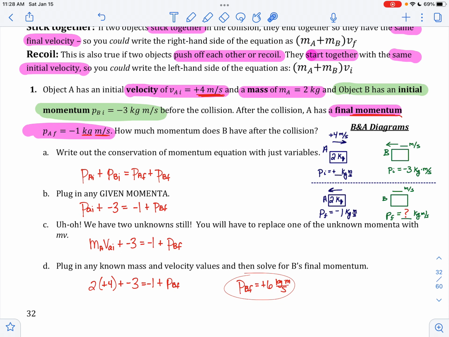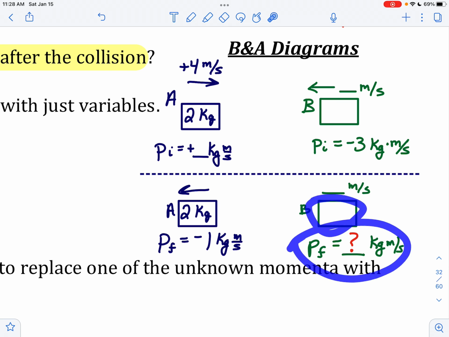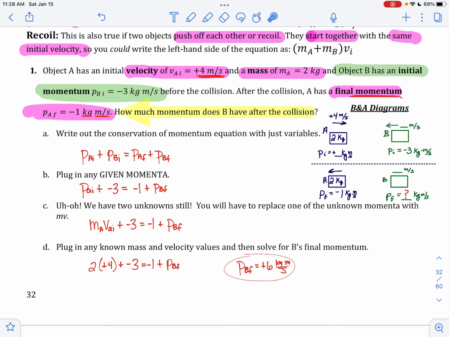And then the last thing that we're being asked to find is how much momentum does B have after the collision? And so in our before and after diagram, I don't know B's velocity after the collision. I don't know B's mass, but I want to know B's momentum. Okay. So if you do this diagram consistently, you'll be able to see very easily the velocity of the object, the mass of the object, the initial momentum of the object for before and after for each.